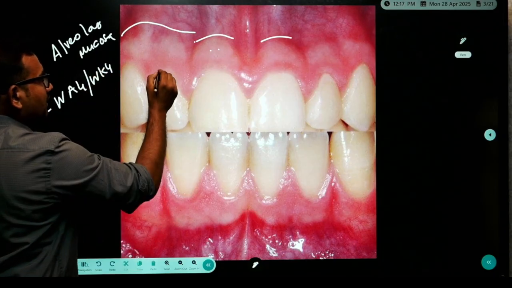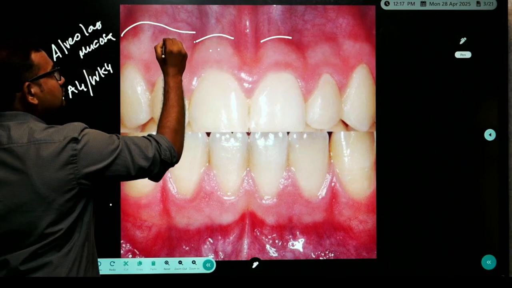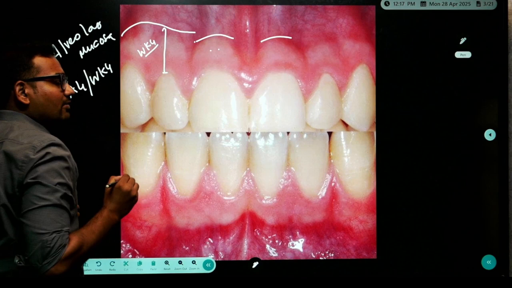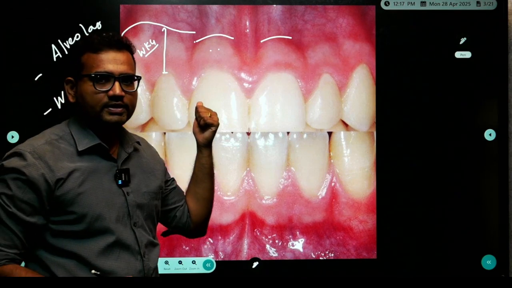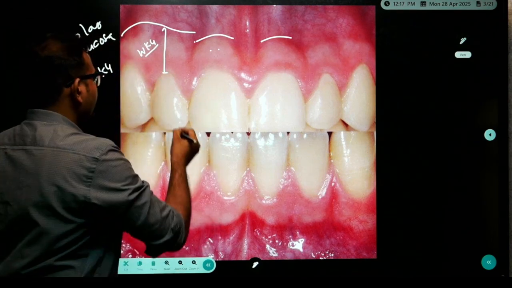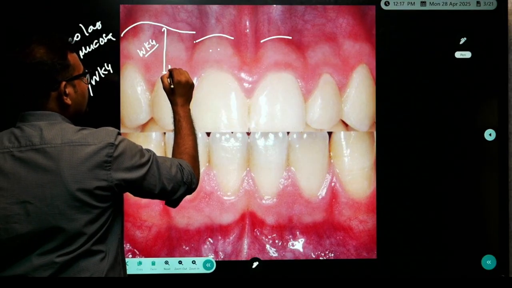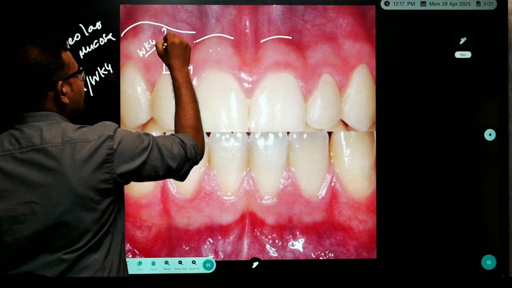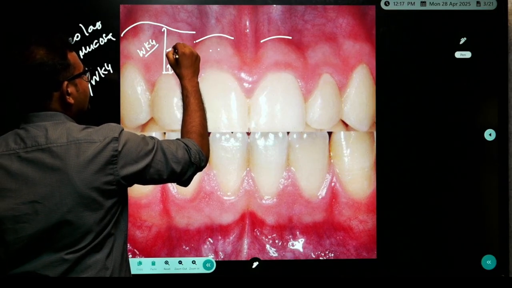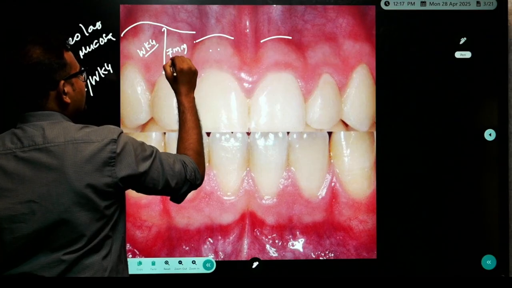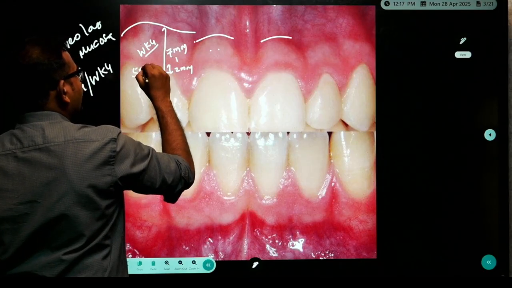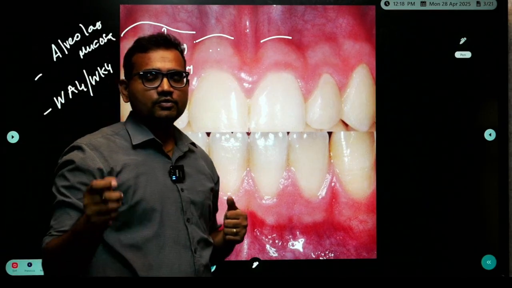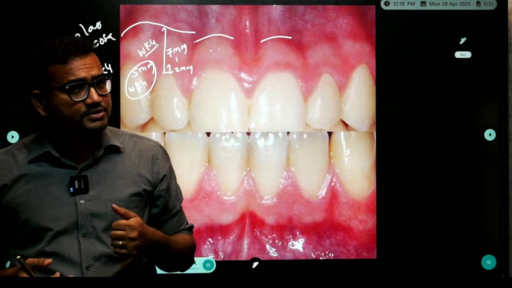If I measure the distance from the gingival margin to the mucogingival line, that is called the width of keratinized gingiva. If I subtract the probing depth from this width of keratinized gingiva, I get the width of attached gingiva. Say, for example, my probe enters till here, let's assume it's 2 mm, and the width of keratinized gingiva is 7 mm. I subtract 2 from 7, and I get 5 mm. So 5 mm will be my width of attached gingiva.